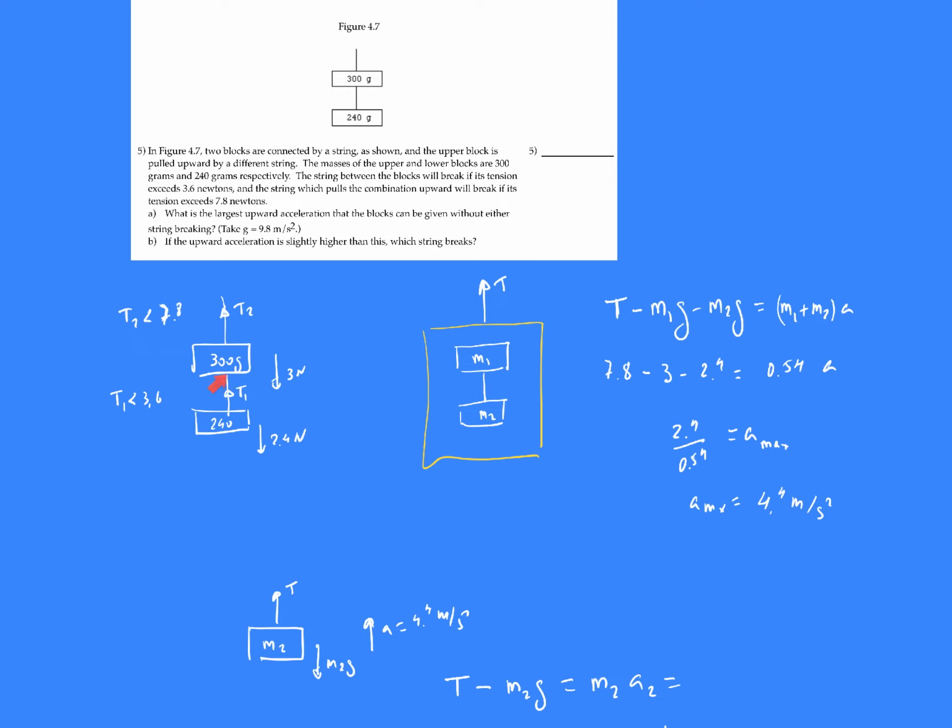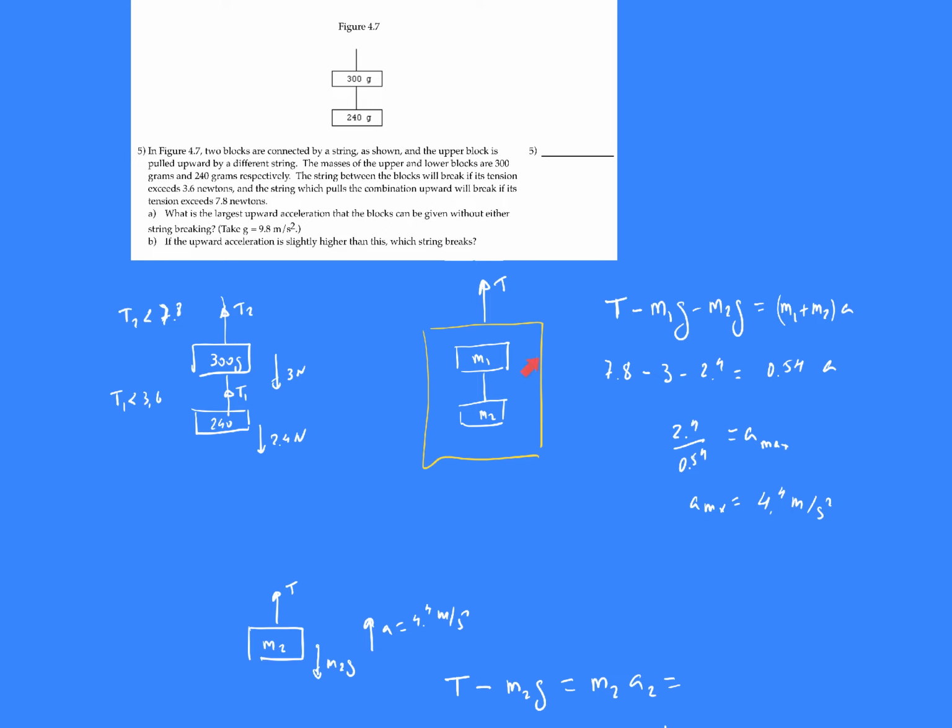The rope that is here between the two bodies is a different rope, of different quality, so it will not allow tensions bigger than 3.6. So the tension T1 should be smaller than 3.6. Under this condition, what is the maximum tension that the system can take? What is the largest upward acceleration that the block can have? And if the upward acceleration is slightly higher than this, which string breaks? So you isolate the body.